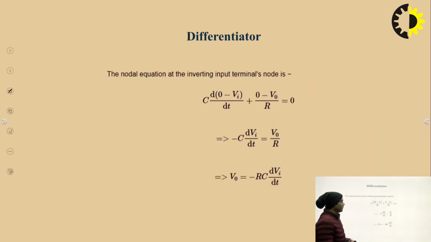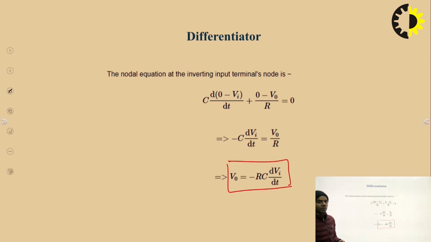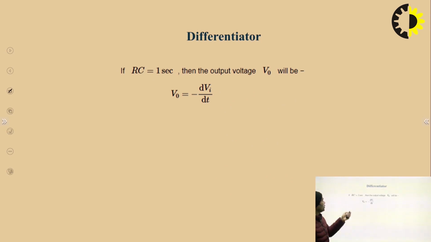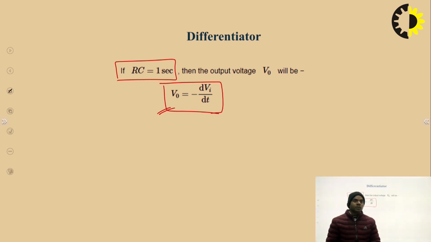So in this way you can solve, and you can find the output voltage is equal to minus RC dVi upon dt, where RC is constant. And if you consider RC is equal to 1 second, then output voltage will be equal to minus dVi upon dt. That means we are getting output as the differentiation of input. So this is how the differentiator circuit will work. You can take any waveform at the input and you will get the differentiation of that waveform at the output.